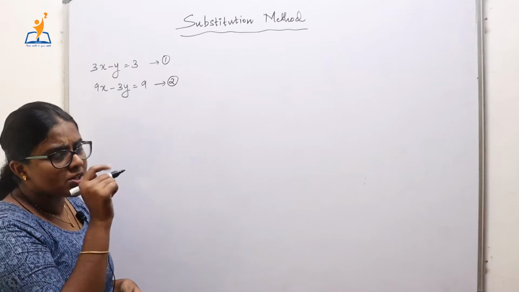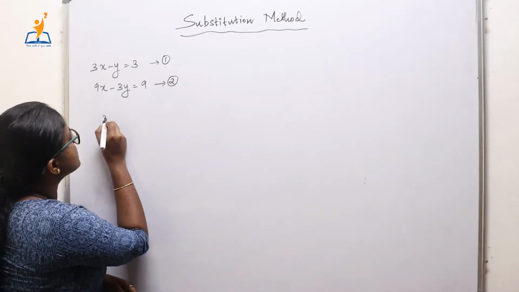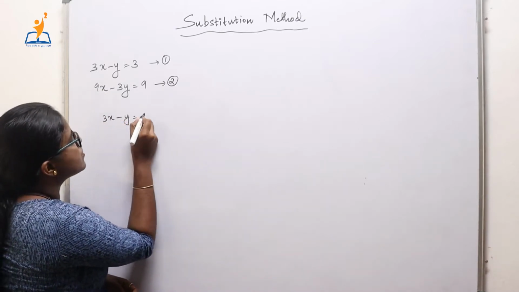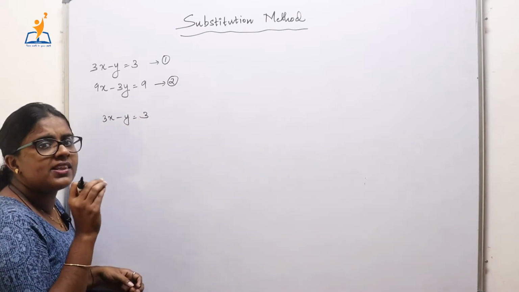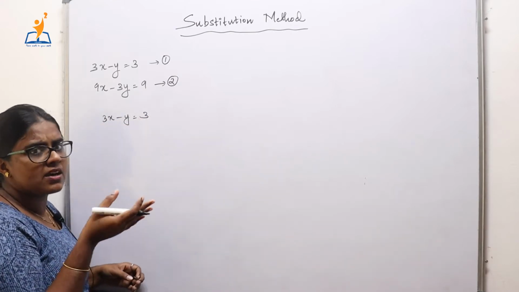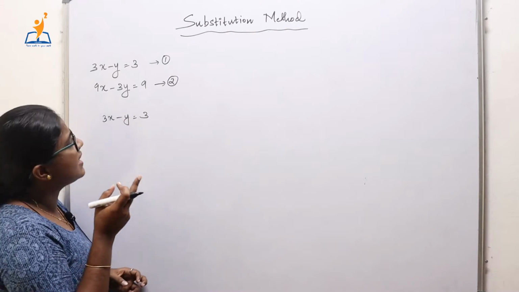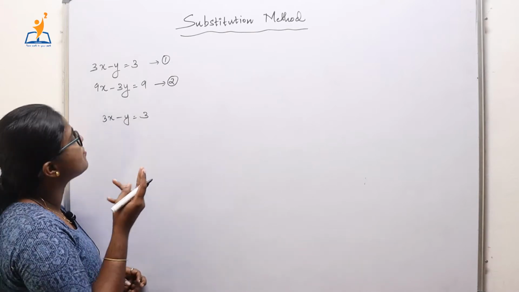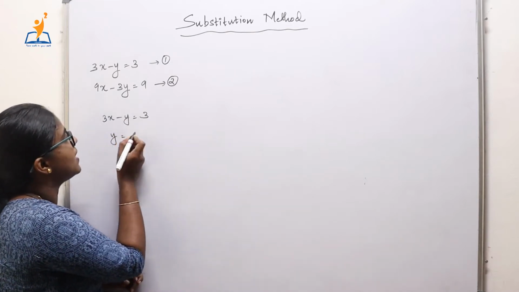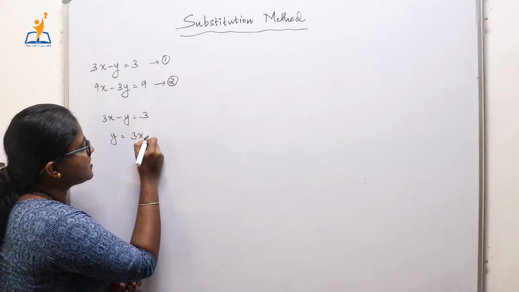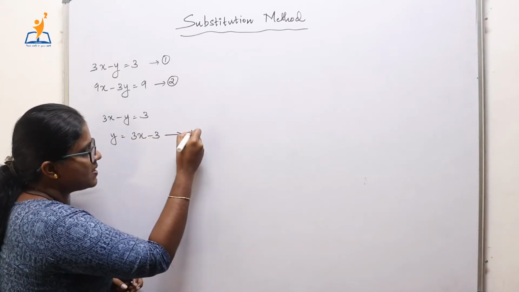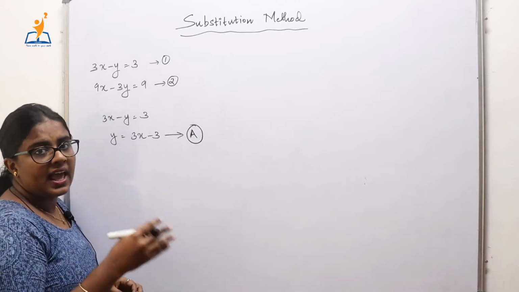Let's start with equation number 1, that is 3x minus y equals 3. I am going to find the value of any variable in terms of the other. Seeing this, it is clear that finding y is easy for us. That is, y is nothing but 3x minus 3.